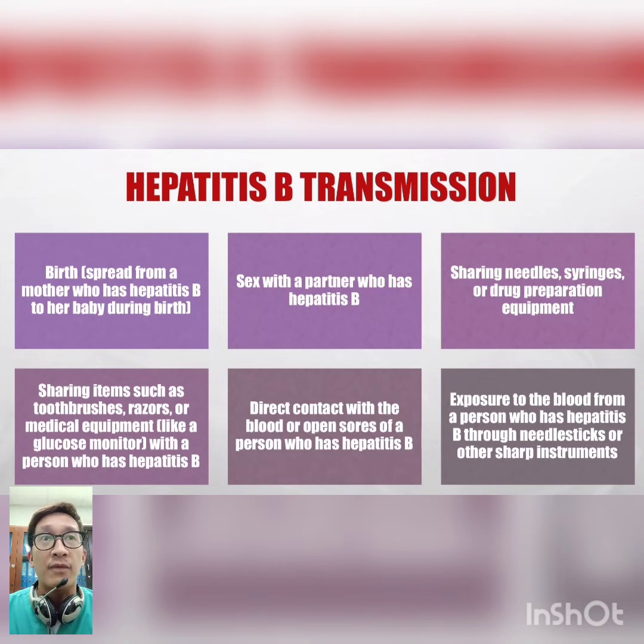People can become infected with the virus from birth, spread from a mother who has hepatitis B to her baby during birth; sex with a partner who has hepatitis B; sharing needles, syringes, or drug preparation equipment; sharing items such as toothbrushes, razors, or medical equipment like a glucose monitor with a person who has hepatitis B; direct contact with the blood or open sores of a person who has hepatitis B; and exposure to the blood from a person who has hepatitis B through needle sticks or other sharp instruments.